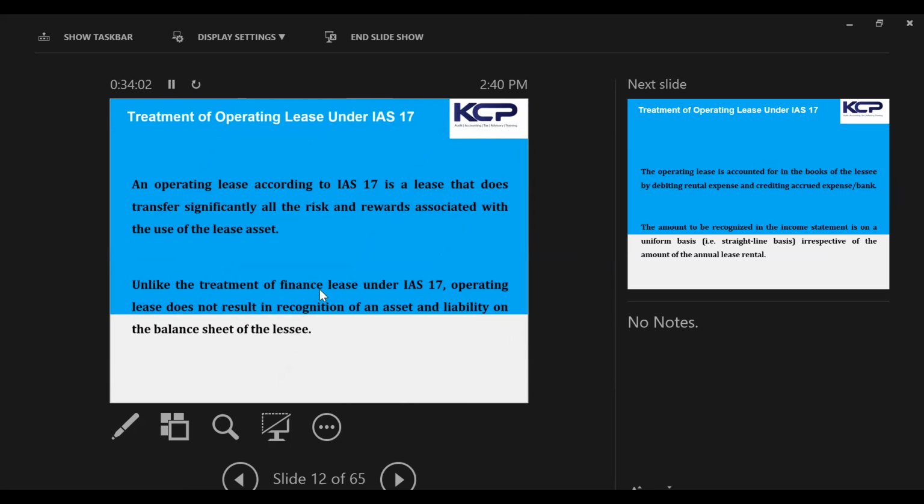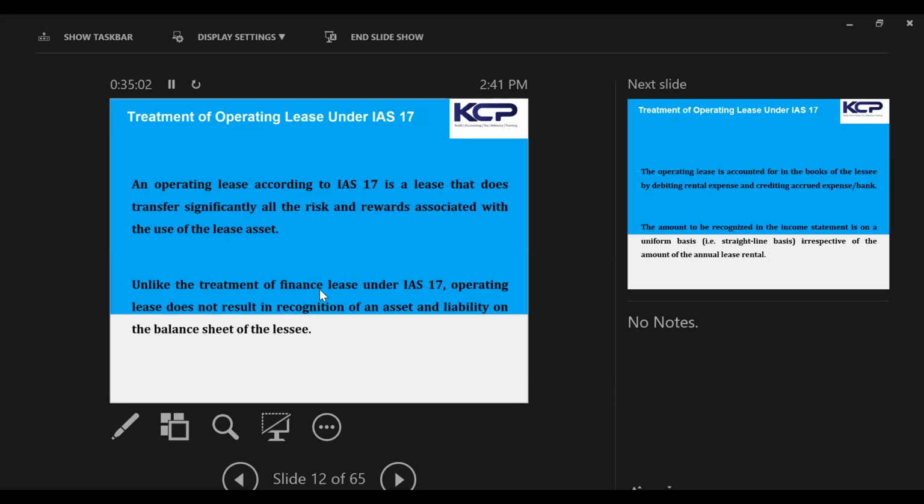An operating lease, according to IAS 17, is a lease that does transfer significantly, tell me whether this is correct or not, that does transfer significantly all the risks and rewards associated with the use of the leased asset. Yes or no? Exactly, I intentionally put it there. So it should be: does not. I want to be sure that we're together. If it does not, this statement then supports what form of lease? Finance lease. So unlike the treatment of a finance lease under IAS 17, an operating lease does not result in recognition of assets and liability on the balance sheet of the lessee.